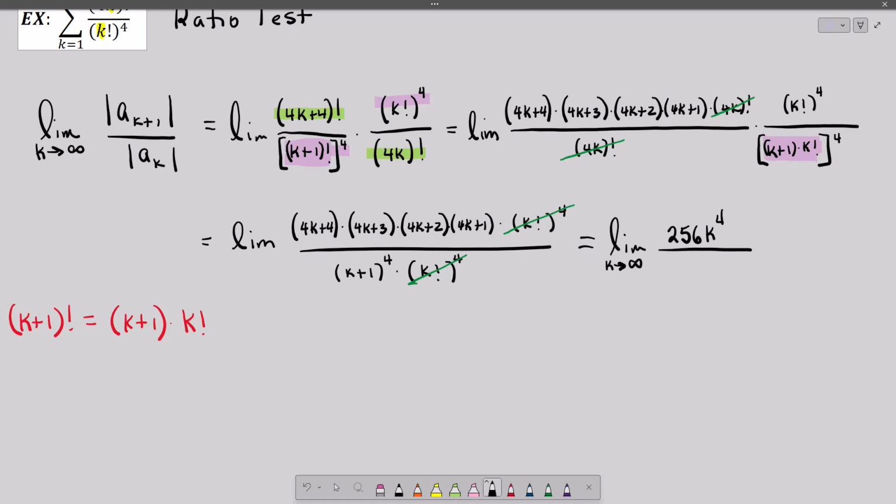And so since that limit is at infinity, we can look at the dominant term in the top, dominant term in the bottom. And what would the dominant term in the bottom be? Just k to the fourth, right? k plus 1 multiplied by itself 4 times. The k times the k times the k times the k is going to give us that leading term, that dominant term. And of course, those k to the fourth both cancel, and we have a limit of 256.